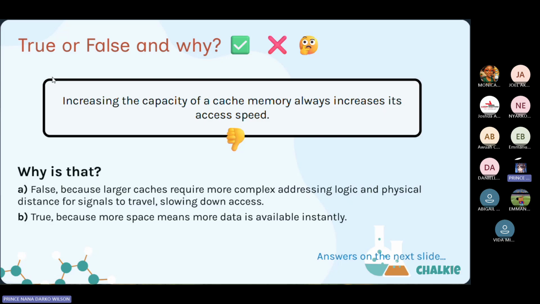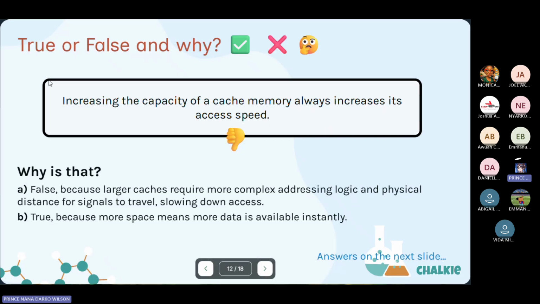However, when we increase the space of cache, it actually means that you can access several data simultaneously. So the correct answer is more space for cache means faster access time due to instant availability of data from different sites. So yes, the correct answer is true because more space means more data is available.